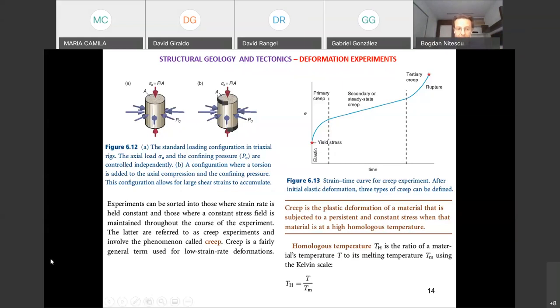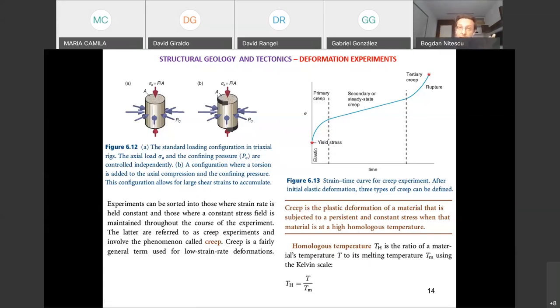So the idea is, you can see, people do experiments of two categories. They either impose a certain strain rate, so the rate of deformation has to be constant, or they impose a constant stress field. So let's start with the constant stress field. These are called creep experiments.